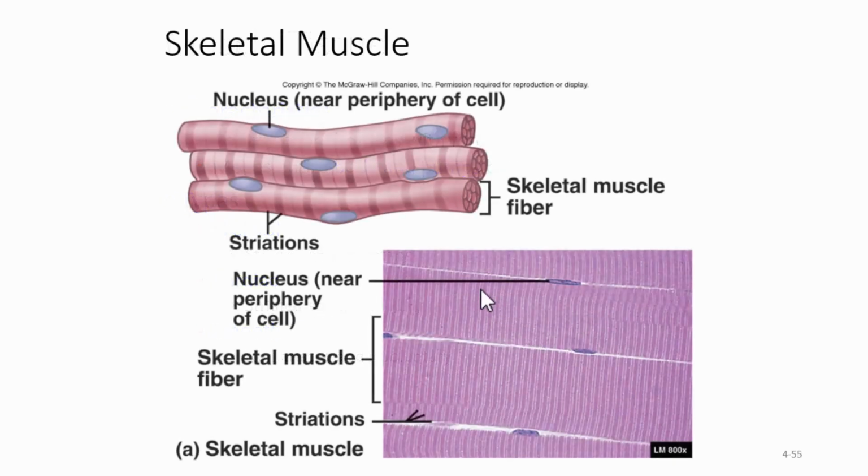So here's what skeletal muscle looks like. It's going to be multinucleated, and that's because of how it's formed. We're going to see the stripes. So you can see the stripes. And the nuclei are toward the periphery. Okay. So this would be skeletal muscle.